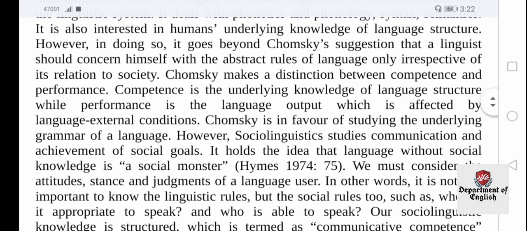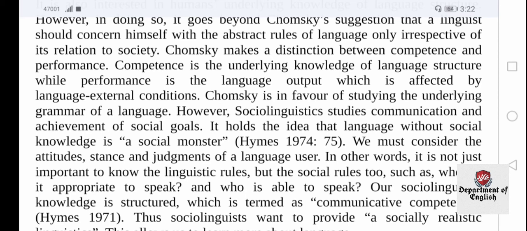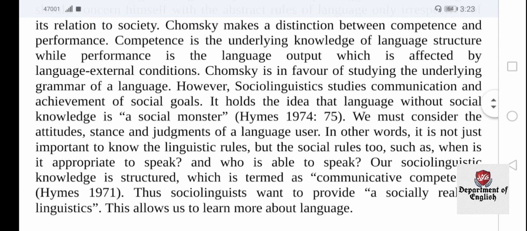Chomsky makes a distinction between competence and performance. Competence is the underlying knowledge of language structure, while performance is the language output which is affected by language-external conditions. Chomsky is in favor of studying the underlying grammar of a language. However, sociolinguistics studies communication and achievement of social goals.